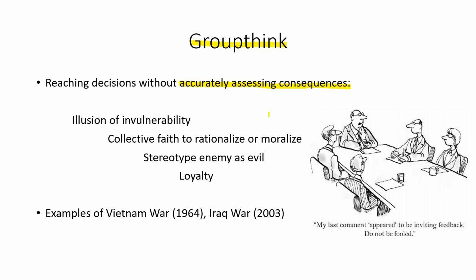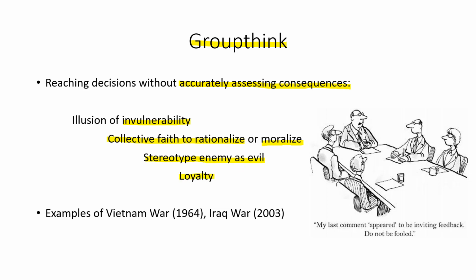What are some of the things that lead to groupthink? One is the illusion that your group is invulnerable, that you can't be hurt by this decision, or that you may have a collective faith to rationalize or moralize that your decision is the right one, and you've convinced yourself of that and continue to rationalize and convince yourself. Another thing is that you could stereotype the enemy as evil, and that results in lots of decisions. When you're thinking of them as evil, then that justifies war, for one.